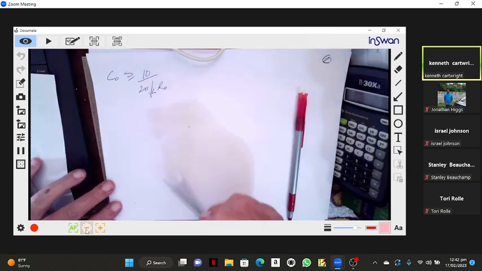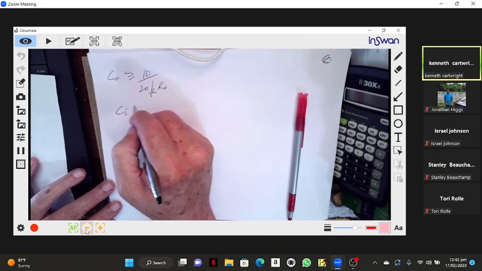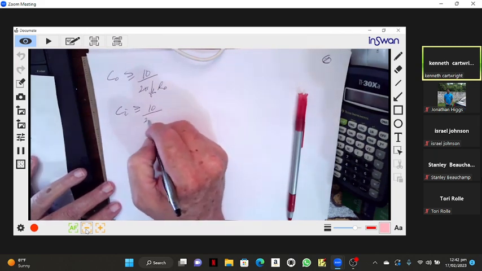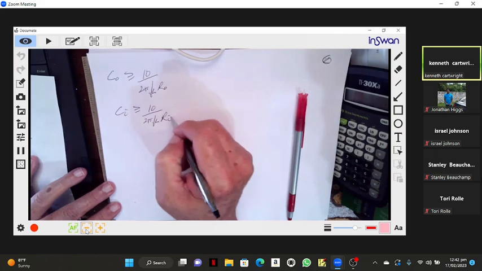Similarly, CI is greater than or equal to what? 10 over 2 pi FL RI.